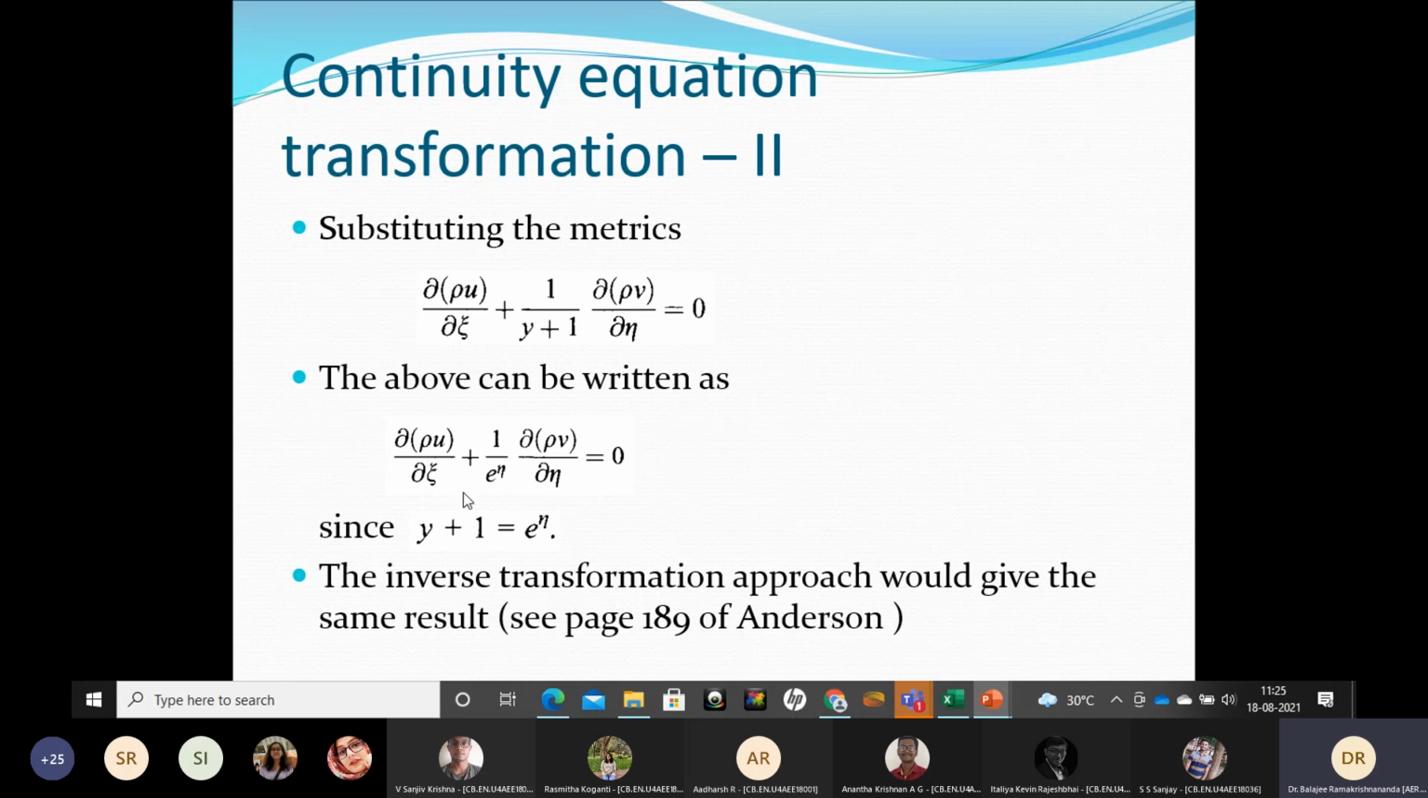So now this is perfectly in the computational domain. There is no x, y term here, only z and eta terms. Fantastic. You can now solve this in the computational plane using finite differences and get the answer. There is also another approach, where you can use the inverse transformation discussed earlier. You will get the same result. That is what we have done already.